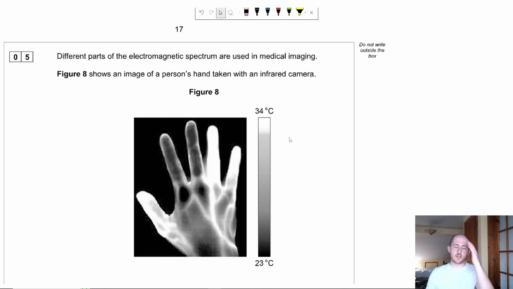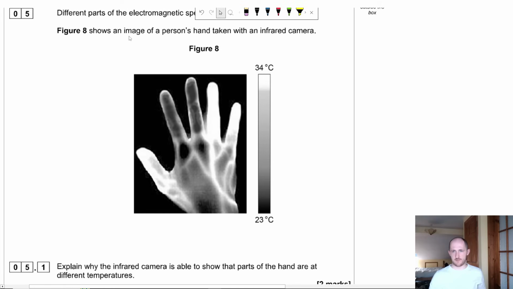Here we move on to the radiation/visible light part of your spec. So different parts of the electromagnetic spectrum are used in medical imaging. So here we have an image of a person's hand with an infrared camera which measures, shockingly, infrared radiation, which is associated with heat, so how hot and cold different parts are.